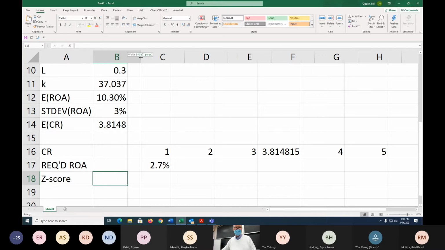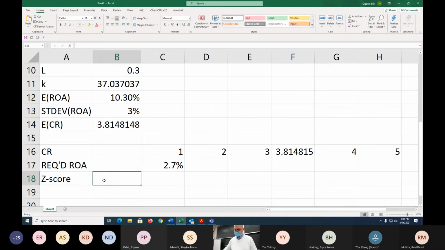Okay, and what are we testing? We're going to test ROA, are we not? So the z-score would equal the ROA, whatever you're testing. So we're going to be testing 2.7% ROA. And how do you do z-scores? You take some number you're testing and compare it to the mean, don't you? So minus the expected value. And then you divide it by the standard deviation of the ROA.